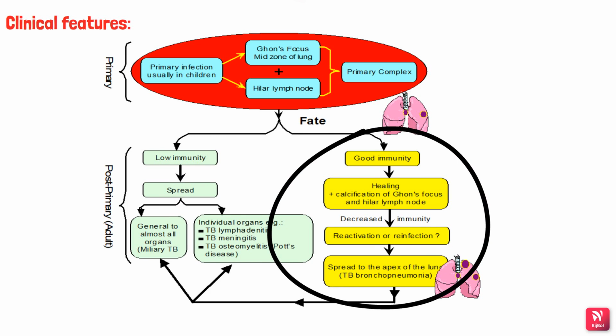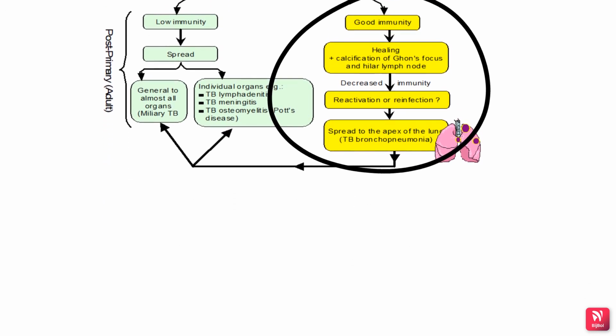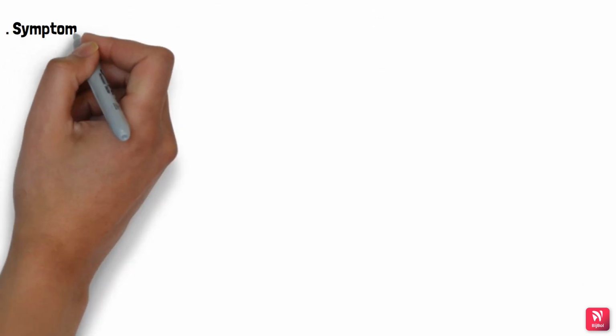But during this process, if there is again decreased immunity, there can be reactivation or reinfection of this primary tuberculosis, resulting in progressive secondary tuberculosis. So now let's see symptoms. What all the symptoms will be there in different types of tuberculosis.